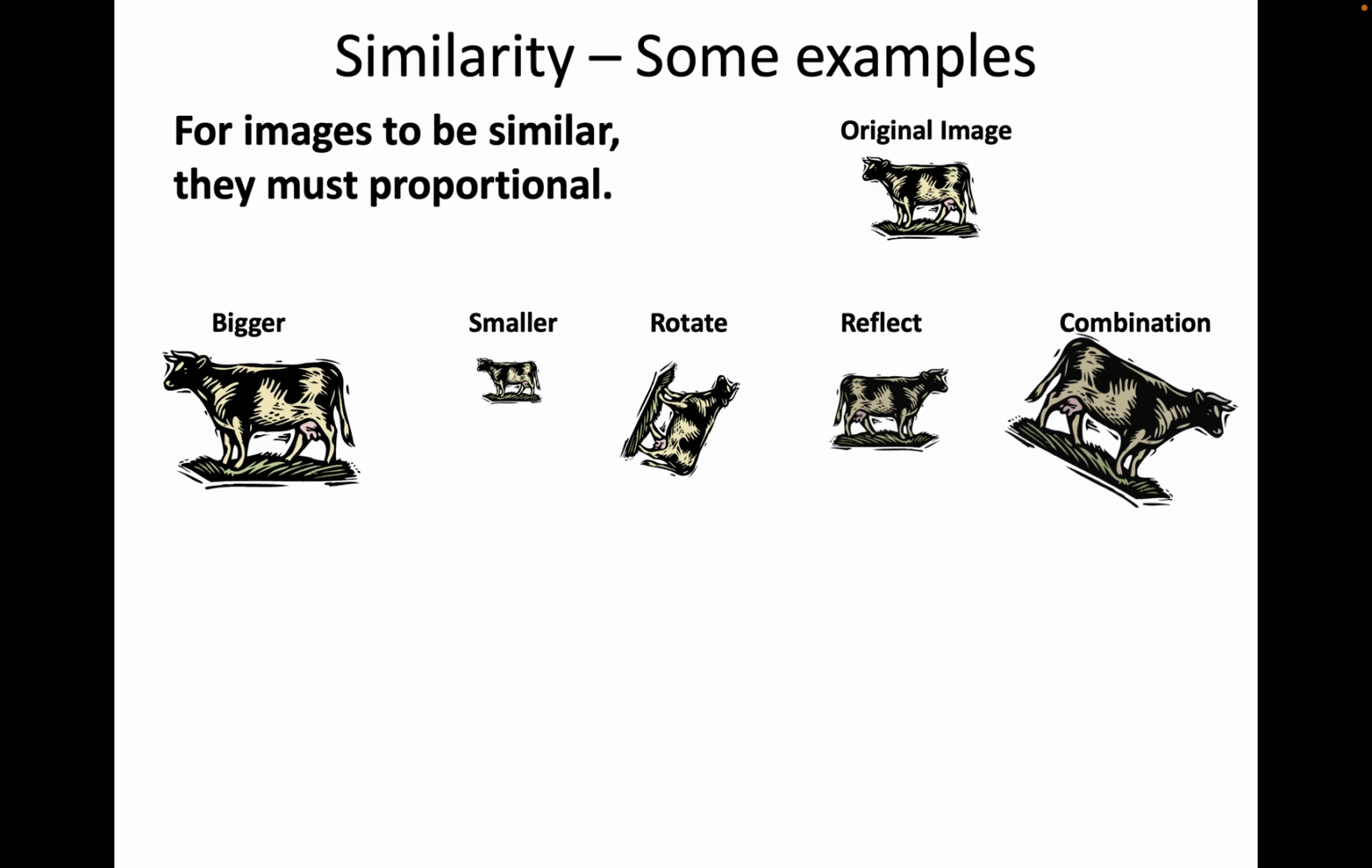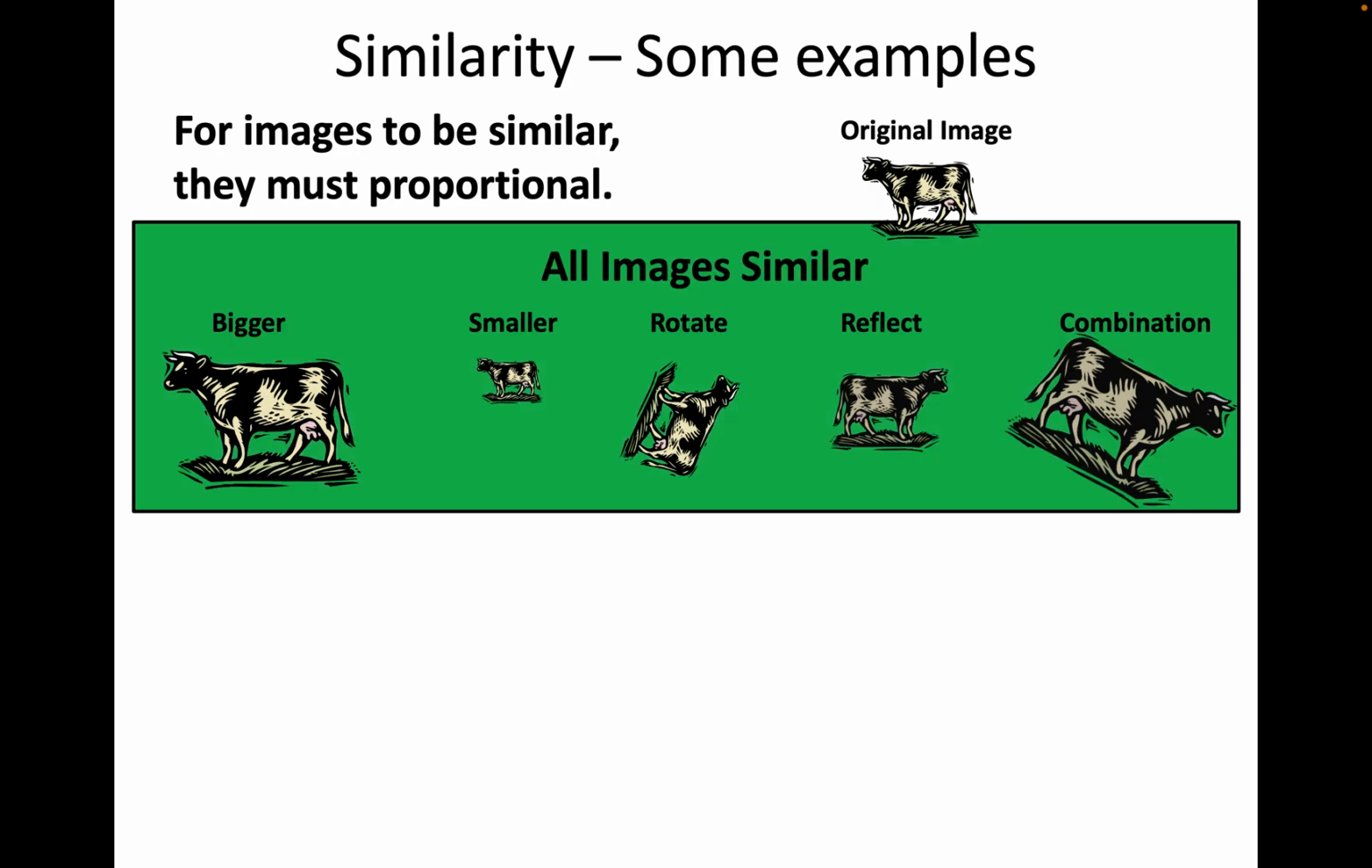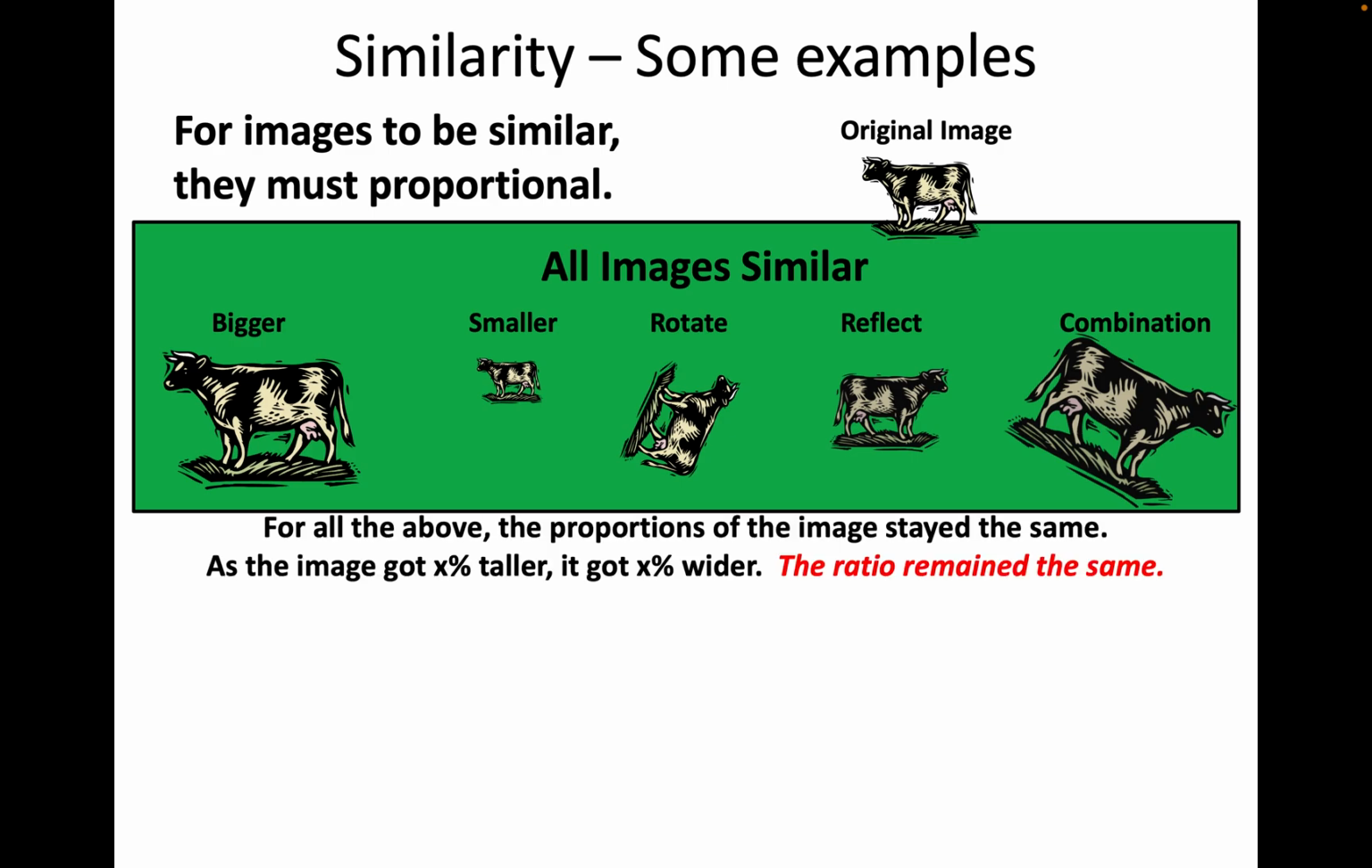However, all of these images that I have created so far are similar to the original image because the images are proportional. What I mean by that is that as they've gotten X% taller, they've also gotten X% wider. In that bigger image, if I made it twice as tall, I made it twice as wide, keeping the proportions the same. For the smaller one, if I made it 1/3 as tall, I made it 1/3 as wide, keeping the proportions the same. And as long as the proportions are the same as the original image, they're similar.